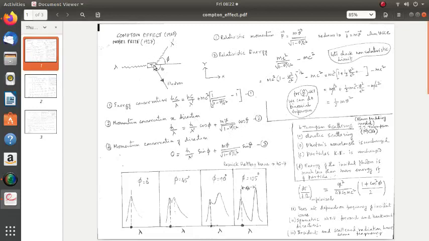Let us balance momentum in the y direction. There is no momentum in the y direction before the collision, but after the collision there is a component of each. So 0 equals h by lambda dash sine phi, that is the sine component, and mv by root over 1 minus v square by c square times sine theta. So these are the three equations that we will need for our purpose.